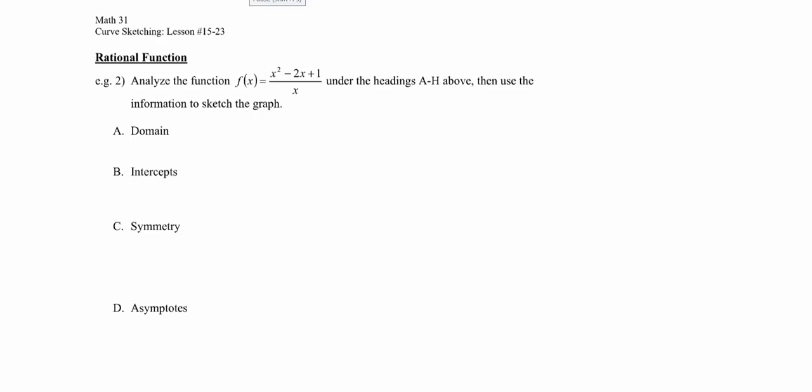All right, now to sketch rational functions, we just have a couple of different things. Now we're going to be looking at the asymptotes that are formed and how to incorporate that. So let's start on this one. So f of x is equal to x squared minus 2x plus 1 over x.